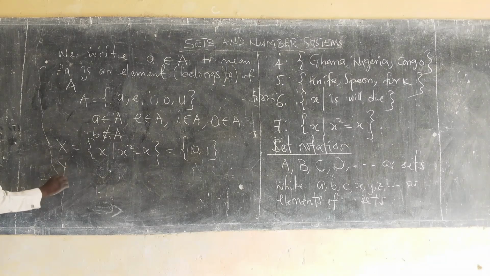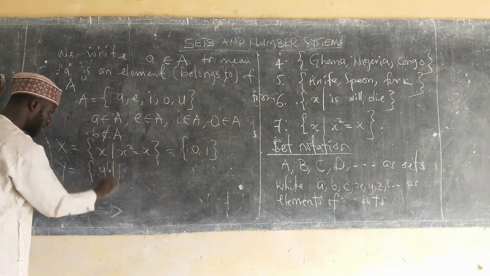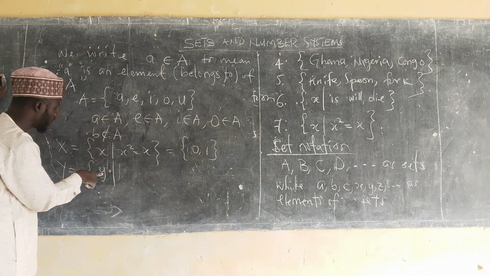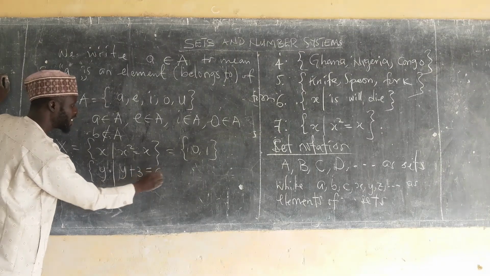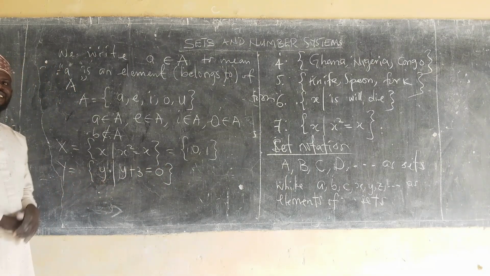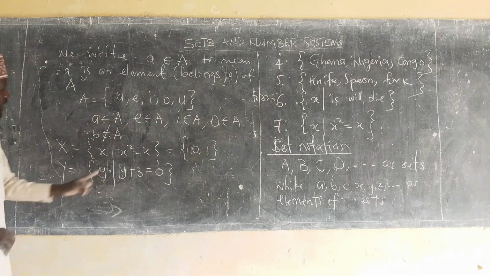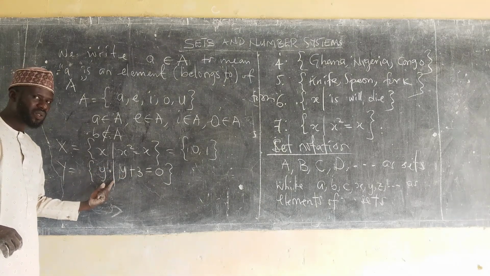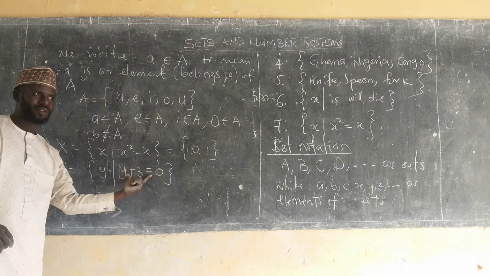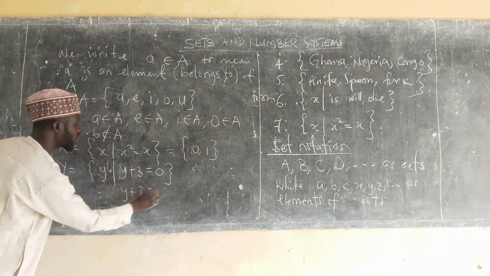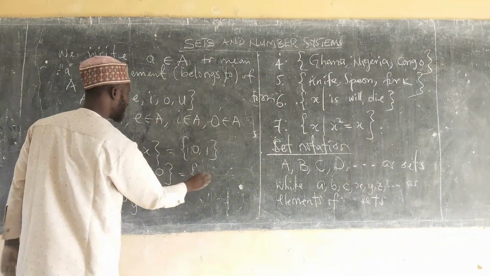You can also give another example, Y, which is a set containing y such that y + 3 = 0. Well, this is actually a set. So how do we translate this? Sometimes you are given a set in builder notation, and you need to solve the equation in order to get the number. For example, y + 3 = 0. You know y is equal to 0 minus 3. So this is a set containing minus 3.